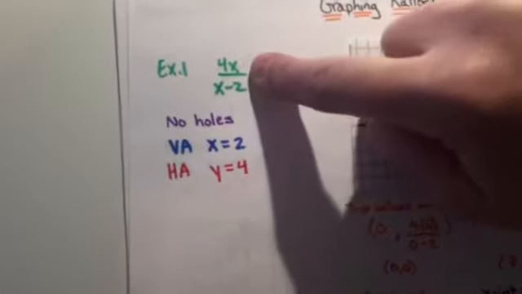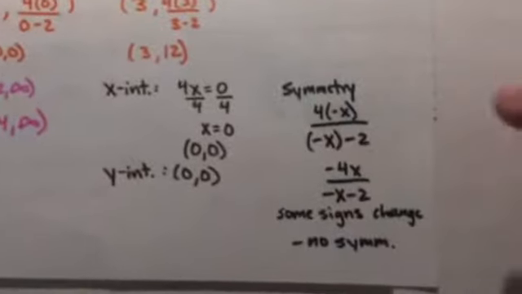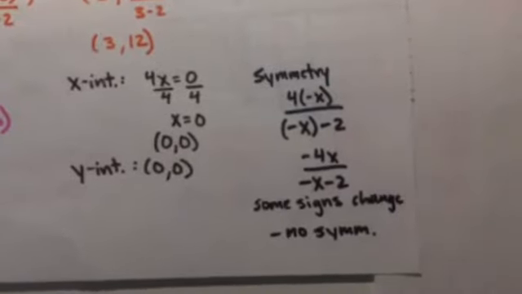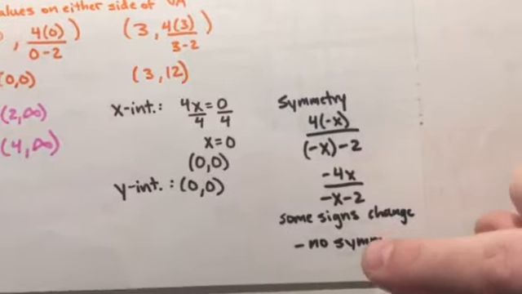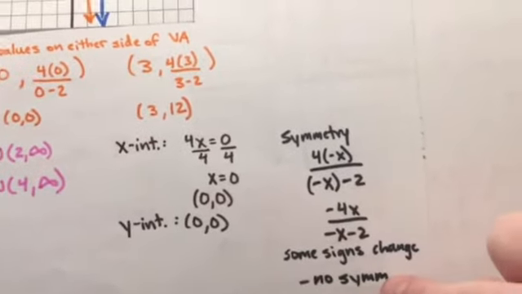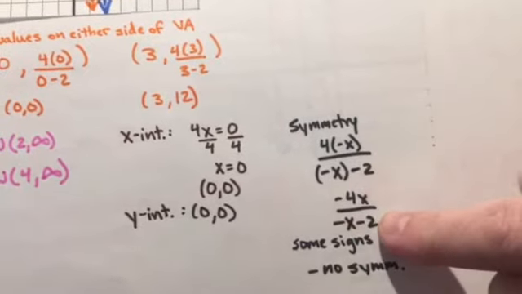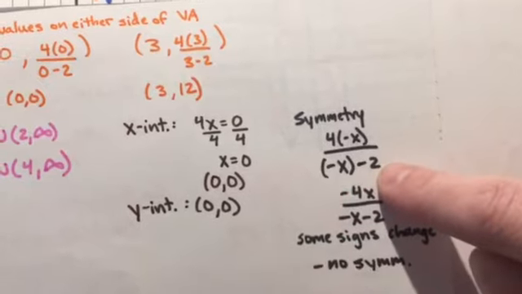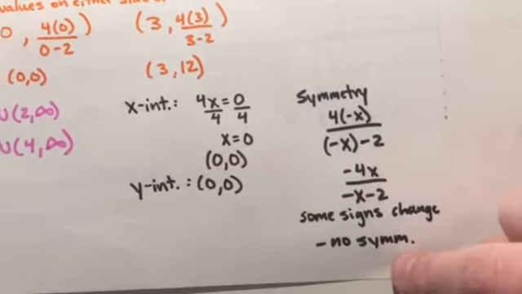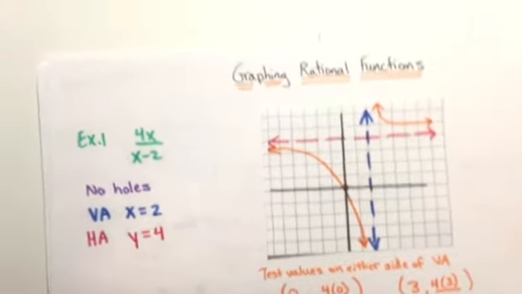Then symmetry means to plug in negative x and see if all your signs change, which would make it odd, or if none of them change, which would make it even. So for this, I decided that it had no symmetry, because some signs changed, but not all of them. So you see the numerator changed, but then only the first term in the denominator changed, but that last negative 2 did not change, so it's not symmetrical. So that's it for example 1.